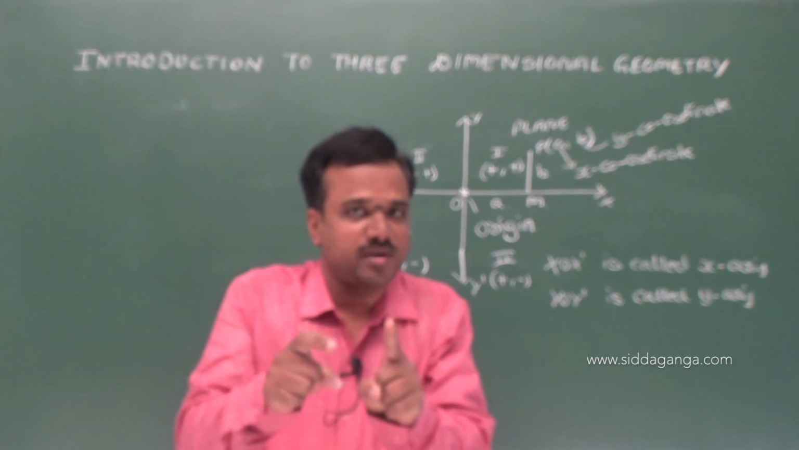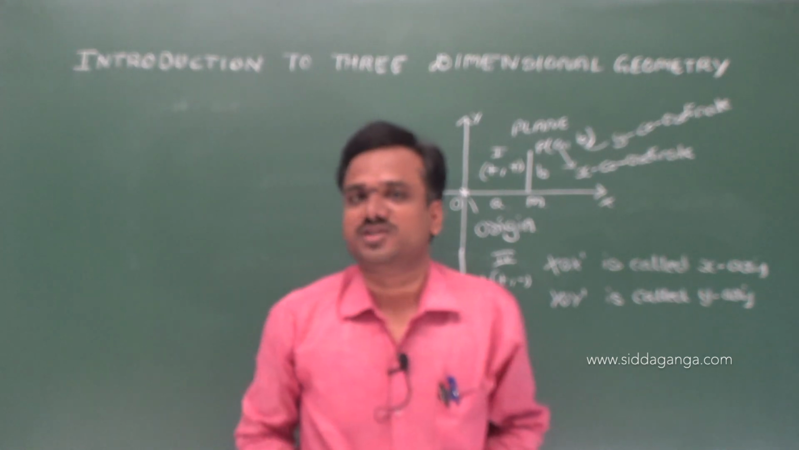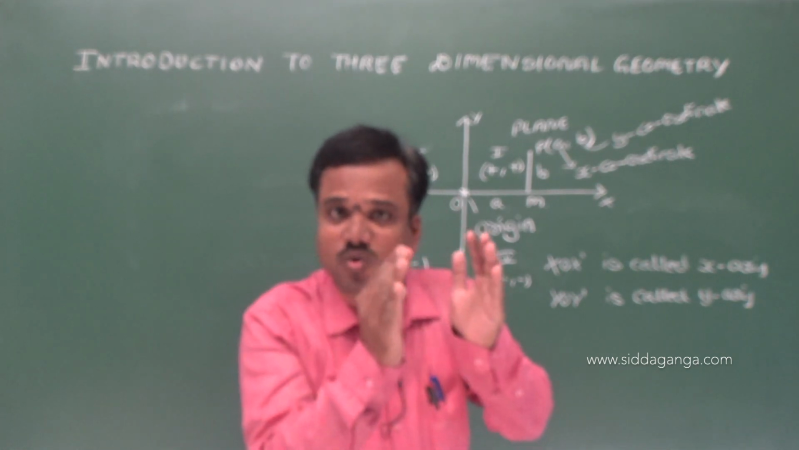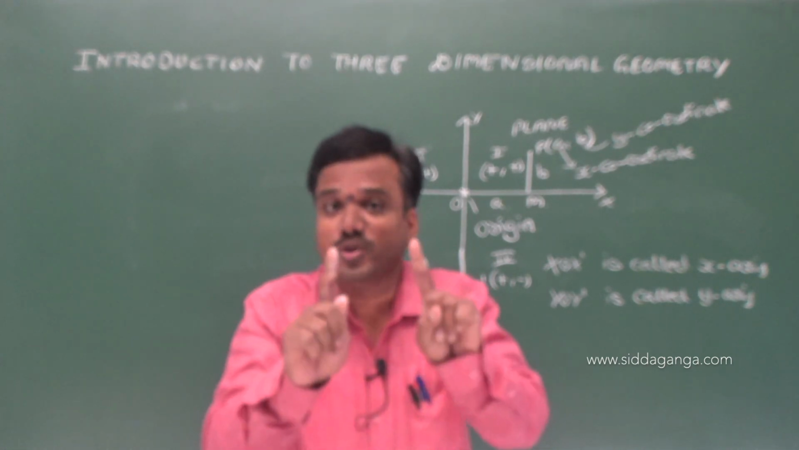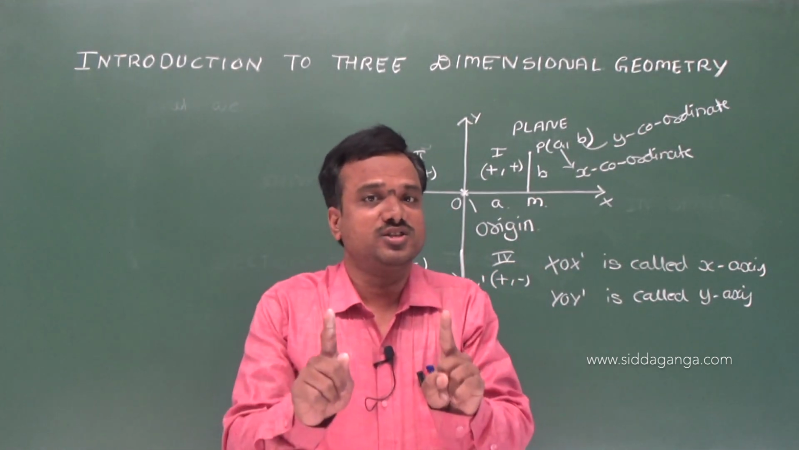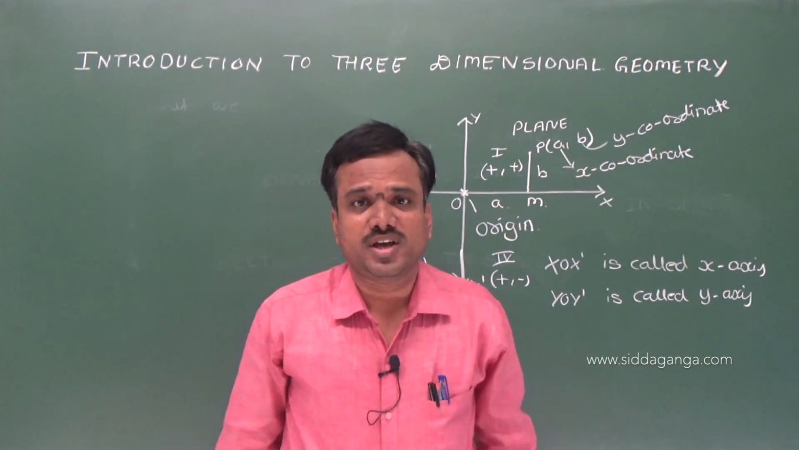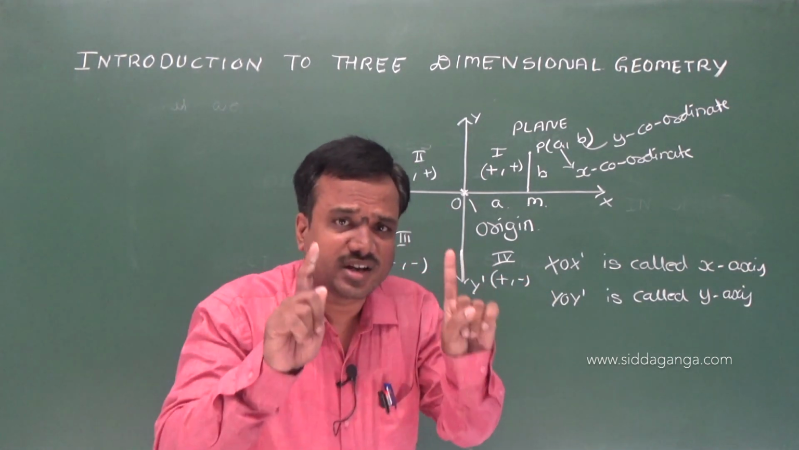Two-dimensional geometry means it contains two axes, the x-axis and y-axis. These two axes are mutually perpendicular to each other. This is what you learned in 10th class.